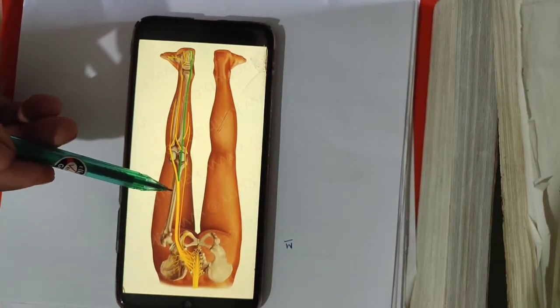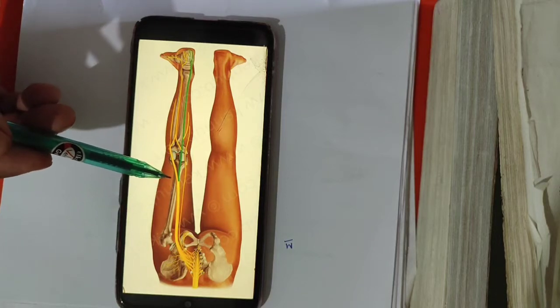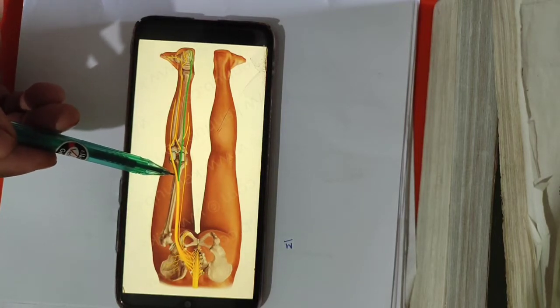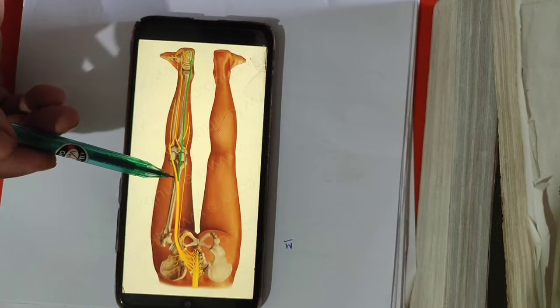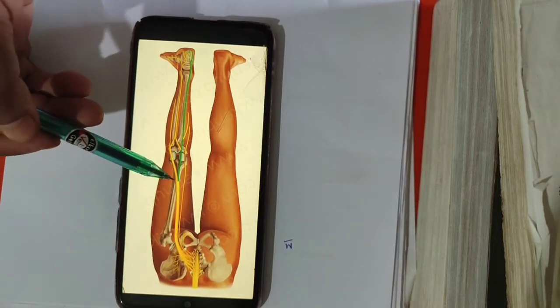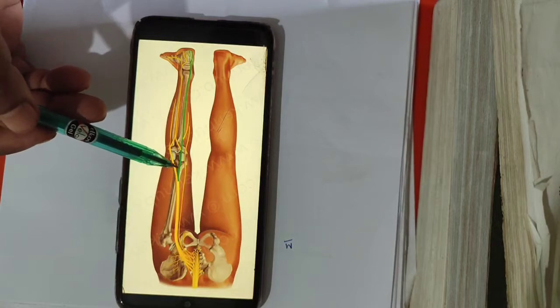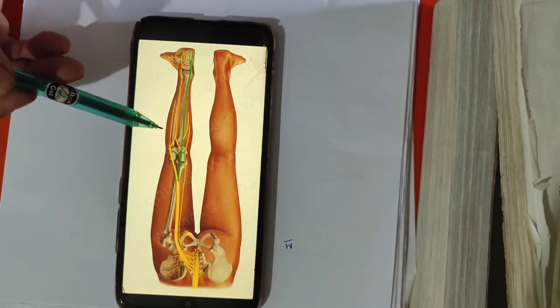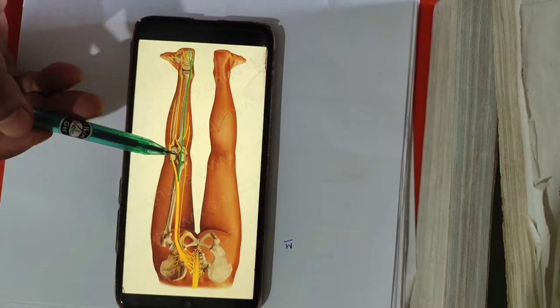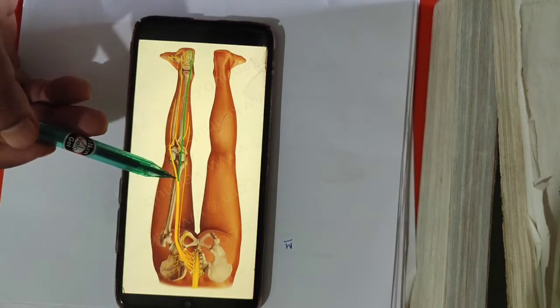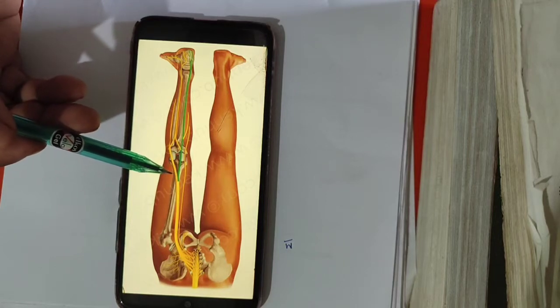Both combined form the sciatic nerve, but at the superior angle of the popliteal fossa, that means the lower third of the thigh, the sciatic nerve divides into two parts. One is the tibial part, another is the common peroneal part, and this green part is the tibial part. From here the tibial nerve arises. That is the point of the superior angle of the popliteal fossa.